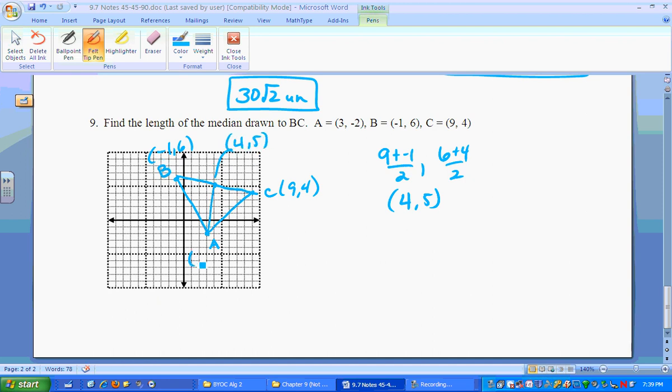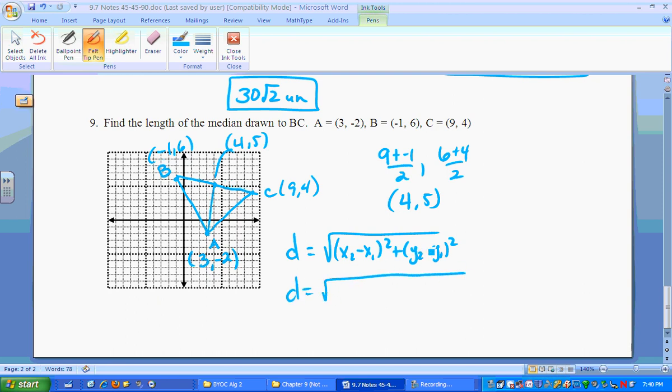Well, we learned that if we want the length of something, what do we use? We learned the distance formula. Big square root, x2 minus x1 squared, plus y2 minus y1 squared. Doing so, substitute the numbers into the square root. So what do we get? We get 4 minus 3 squared, plus 5 minus a negative 2 squared. Big square root, this is 1 squared. Big square root, this is 7 squared.